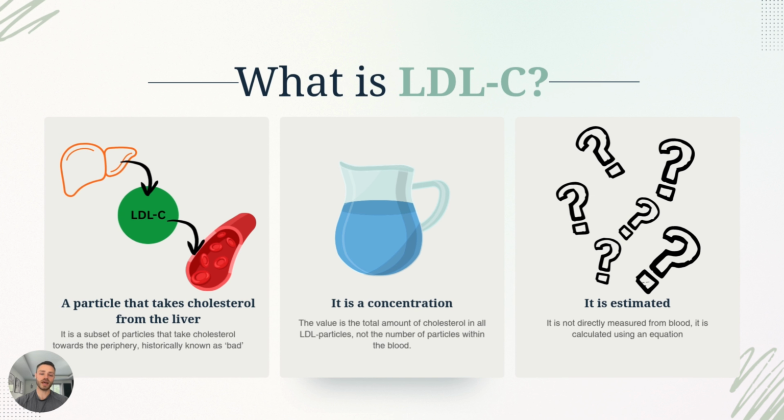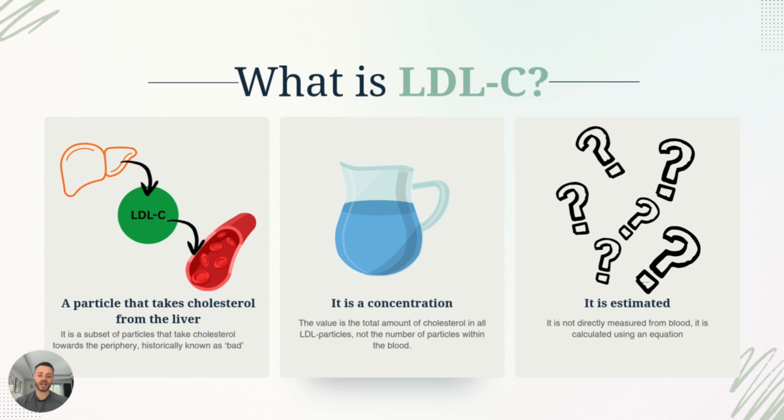Now, when it comes to LDL cholesterol, like I said, it is a subset, as you've seen before, of cholesterol carrying particles that go from the liver to the periphery, so to other tissues. However, it is only one of the subset of particles, whereas ApoB encompasses all of them. So one of the benefits of ApoB is that it's a true reflection of all particles carrying cholesterol away from the liver.